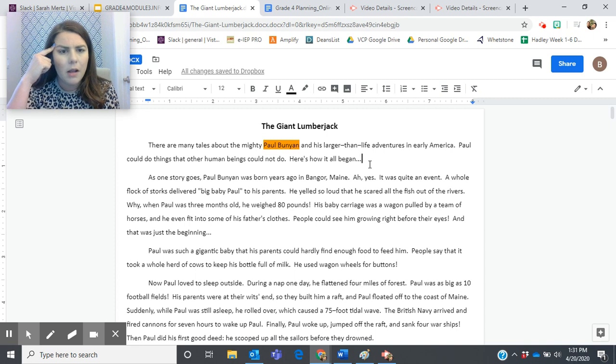So let's go back and reread. There are many tales about the mighty Paul Bunyan and his larger-than-life adventures in early America.